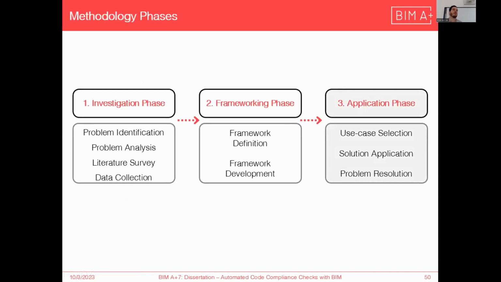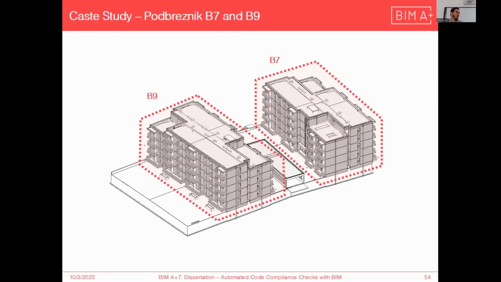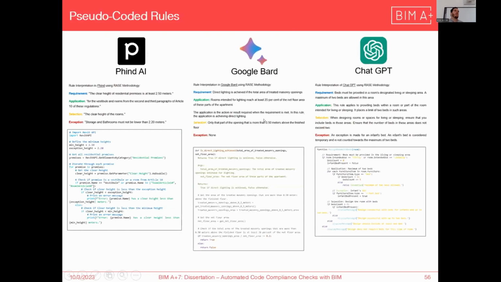And finally, the application phase, which consisted in taking the Slovenian regulation, because of the context of my work, I was working in collaboration with this architectural office as a BIM specialist, and I selected in collaboration with them 3 rules and applied them to a project located here in Slovenia, in the Novo Mesto region. And these are the classification tables for each of the 3 rules. As you can see, there are a lot of recommendations, and you can just not depend on the rule anymore and take this classification table as a guideline. And the same with the pseudocoded rules.